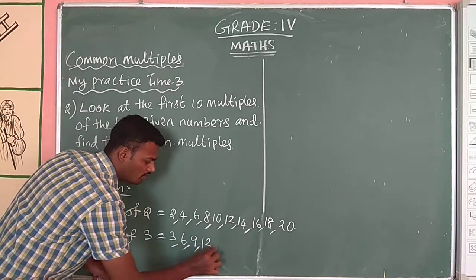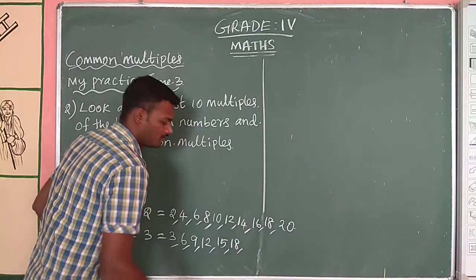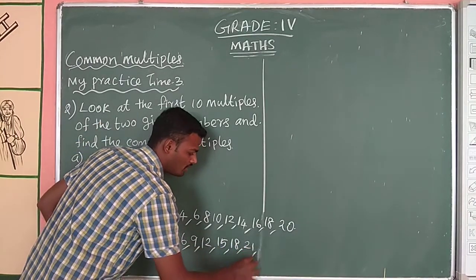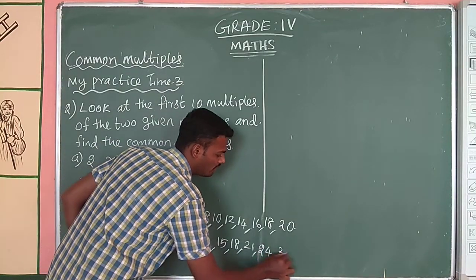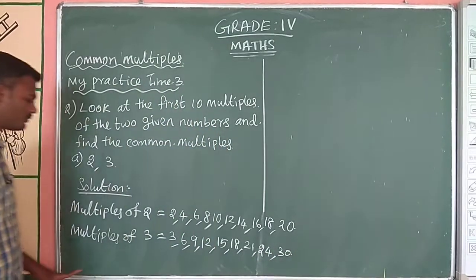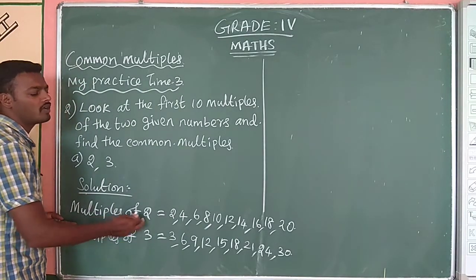4 3s are 12, 5 3s are 15, 6 3s are 18, 7 3s are 21, 8 3s are 24, and 10 3s are 30. These are the first 10 multiples of 3 and the first 10 multiples of 2.